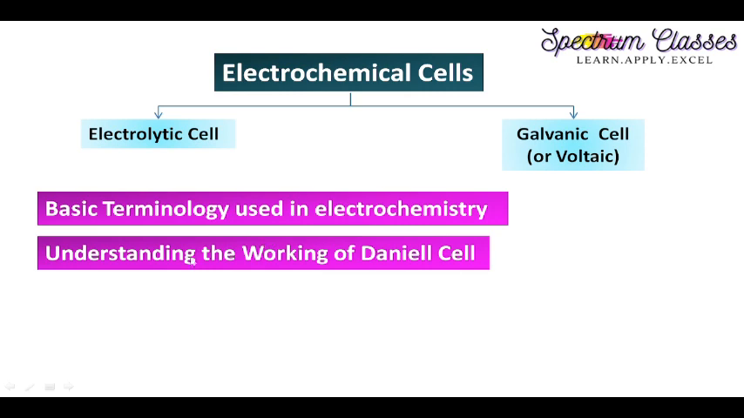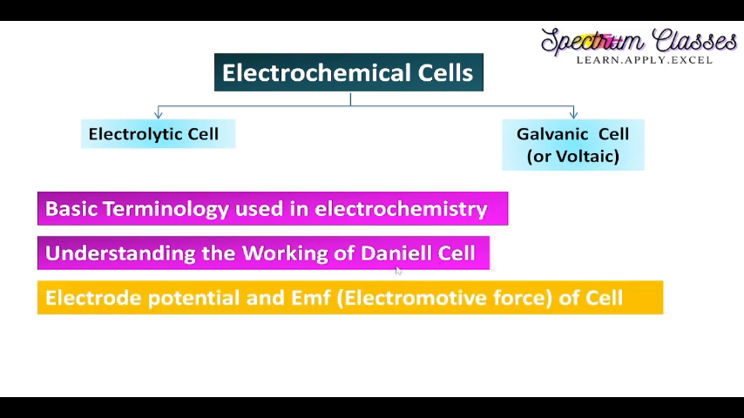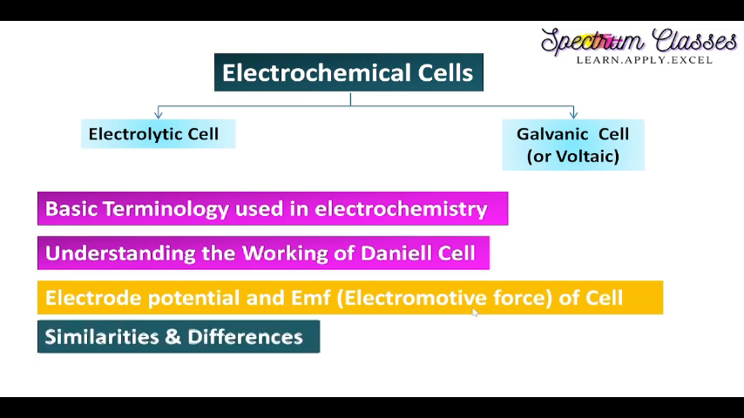The second thing we are going to discuss is the basic working principle of galvanic cells as well as electrolytic cells, and for the galvanic cell I am using the example of the Daniell cell. In addition to that, we are also going to discuss electrode potential as well as EMF, which is also termed the electromotive force of the cell. We will also see the similarities and differences between the electrolytic cell and the galvanic cell. So let's start with the video.